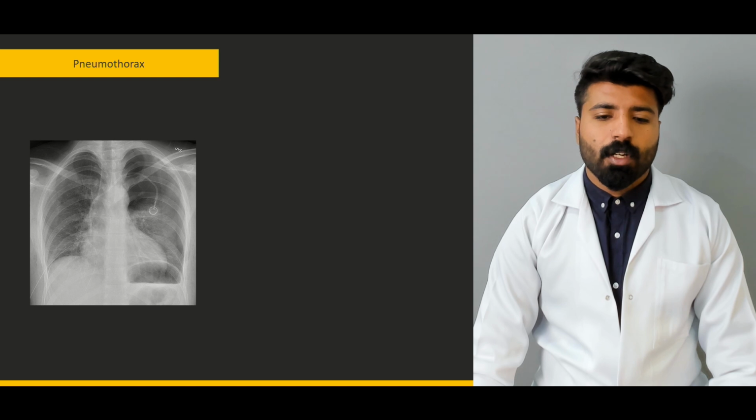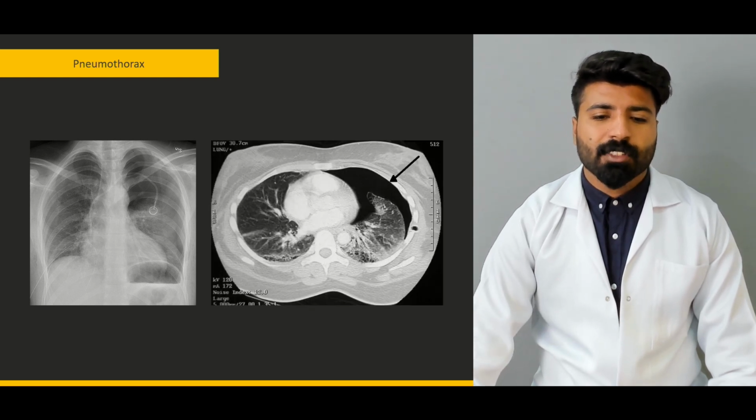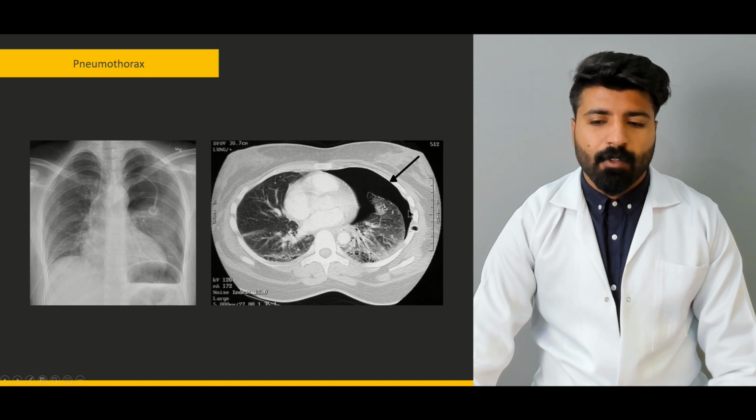What will you see on a radiological slide if the patient is suffering from pneumothorax? This is what it looks like. See, the lungs are collapsed. The lung is collapsed right here. You can see it in this one too.